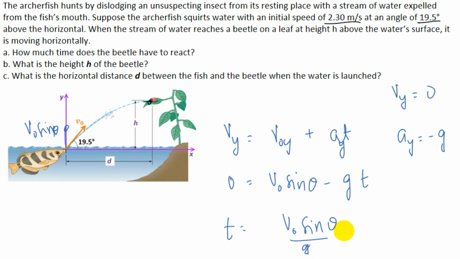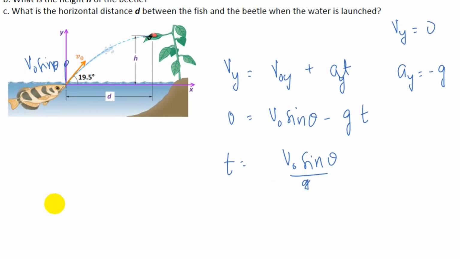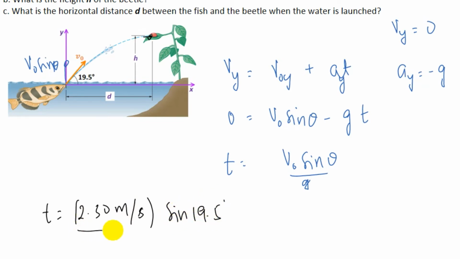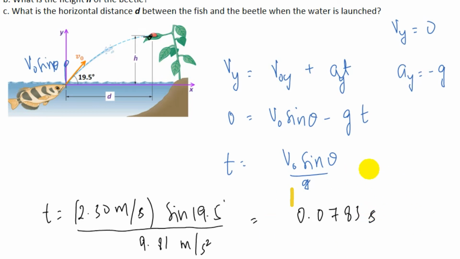Now we have all the values, we can plug them in to find the time taken by the water to reach the top of its trajectory. So this time t will be V0, we have 2.30 meter per second, and sine theta, theta is 19.5 degrees, divided by g, 9.81 meter per second squared, and on further solving we'll get the time to be 0.0783 second. So this is the time the insect has to react. This is the answer for the A part.